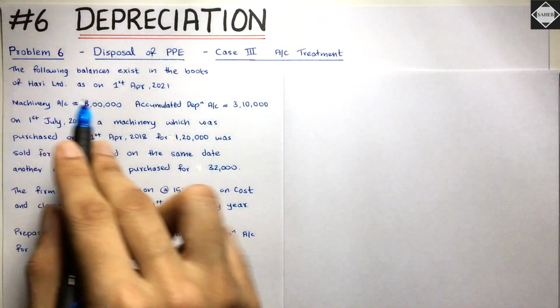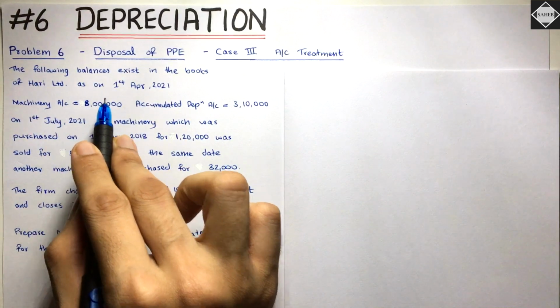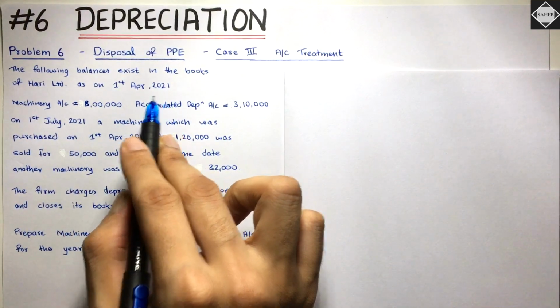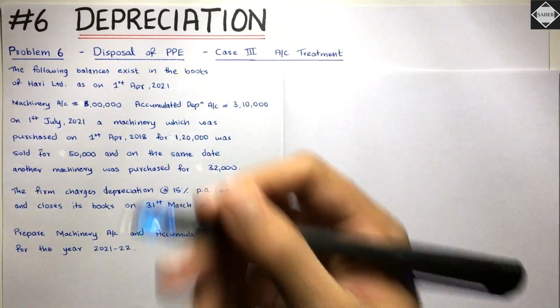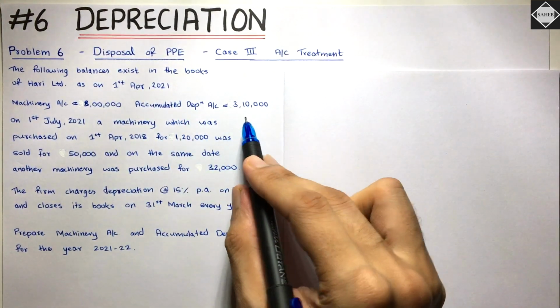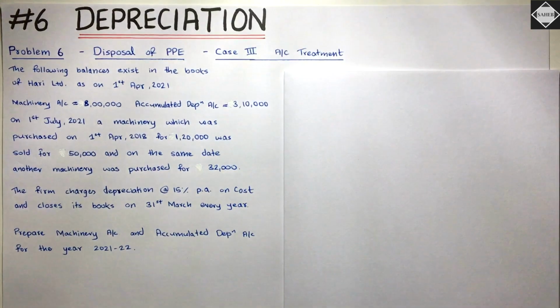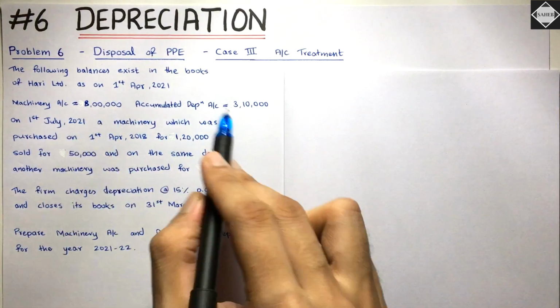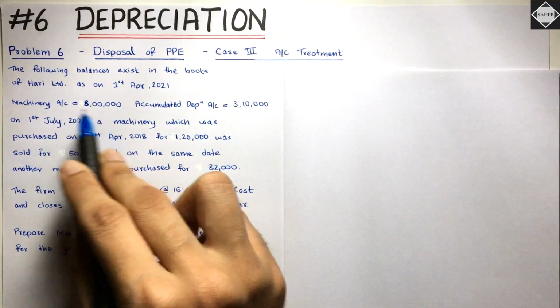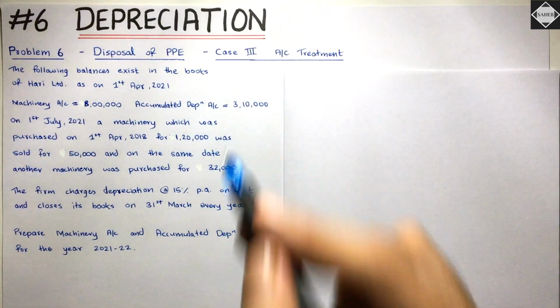The following balances exist in the books of Hari Limited as on 1st April 2021. Okay, machinery account 8 lakhs, accumulated depreciation account or provision for depreciation account 3,10,000. Okay, so you see in this question what's happening, already there are balances. So these are opening balances on 1st April. These are opening balances, machinery 8 lakh and accumulated depreciation 3,10,000.